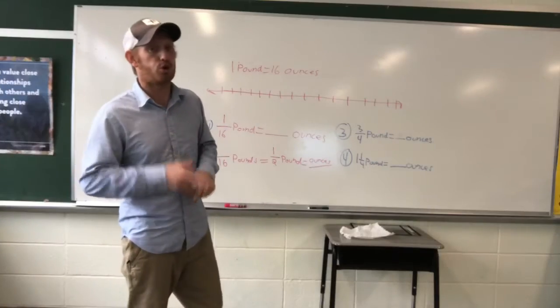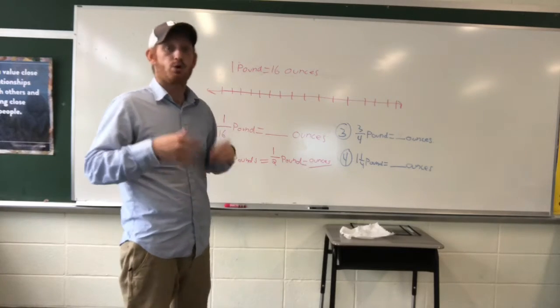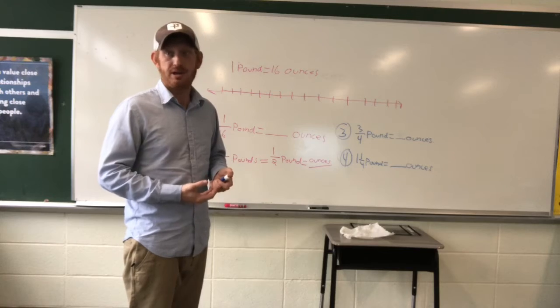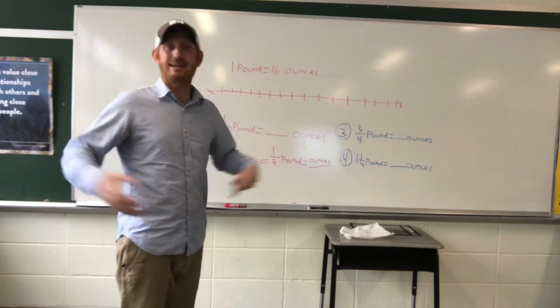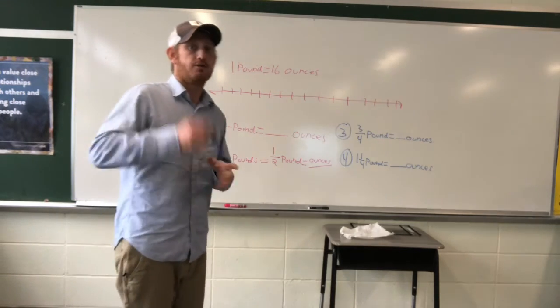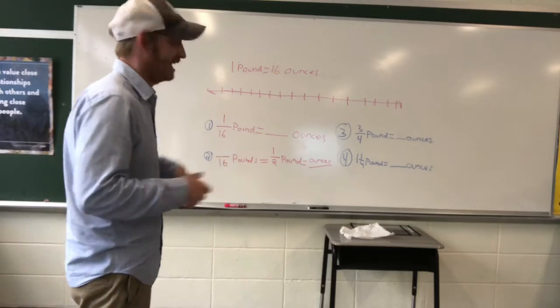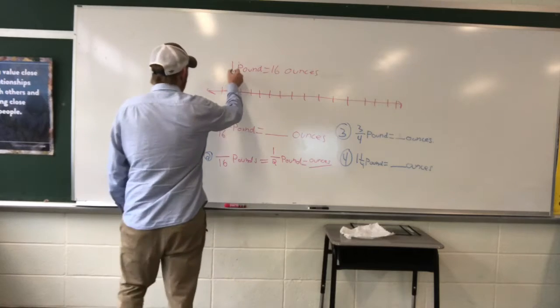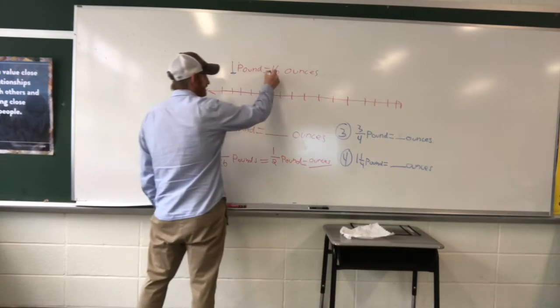So today we're going to work with two different sets of units. We're going to work with pounds and ounces, that's when you weigh something, and we're going to work with hours and minutes, which has to do with time. First, let's look at pounds and ounces. The key is remembering that 1 pound is equal to 16 ounces.